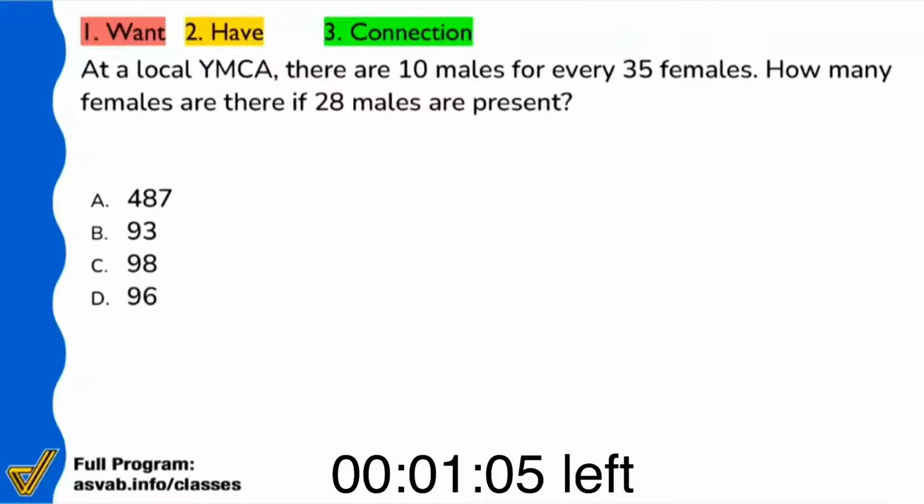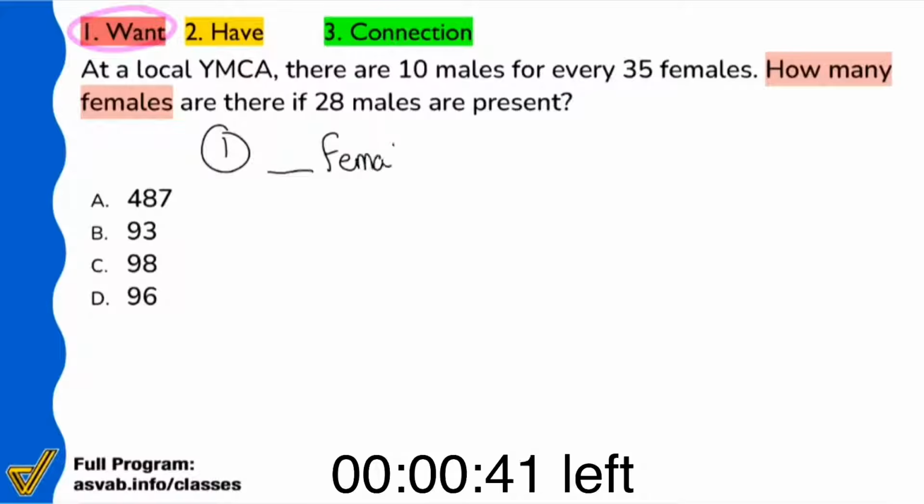All right, and so we still have a minute left. So remember, do your best to try to go through the motions here. What do you want first? What we're asking to figure out, remember, after the who, what, when, where, why, how many, it says how many females. So make sure to have that written down at first. Even if you're confused, make sure to write down blank females is what we're looking for.